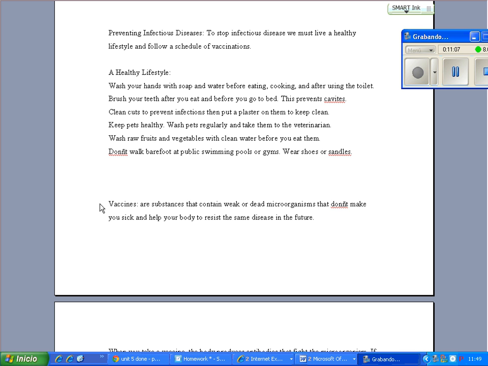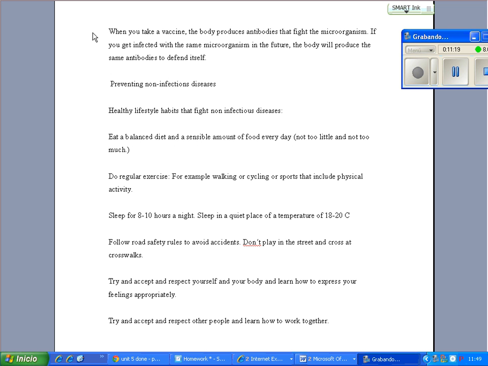What are vaccines? Vaccines are substances that contain weak or dead microorganisms that don't make you sick and help your body to resist the same disease in the future. When you take a vaccine, the body produces antibodies that fight the microorganism. If you get infected with the same microorganism in the future, the body will produce the same antibodies to defend itself.